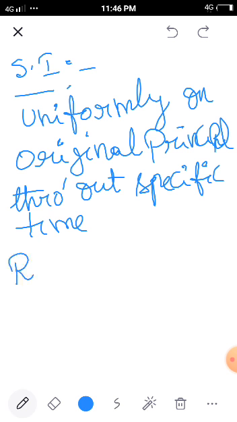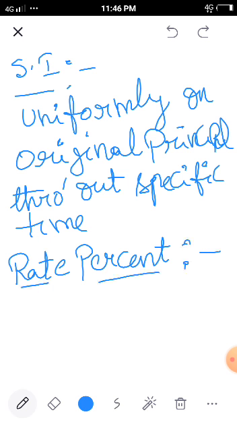Next, rate percent. Normally we call it rate percent or rate of interest, ROI, return on investment. That is also one type of interest only. Rate percent or rate of interest, R percentage.